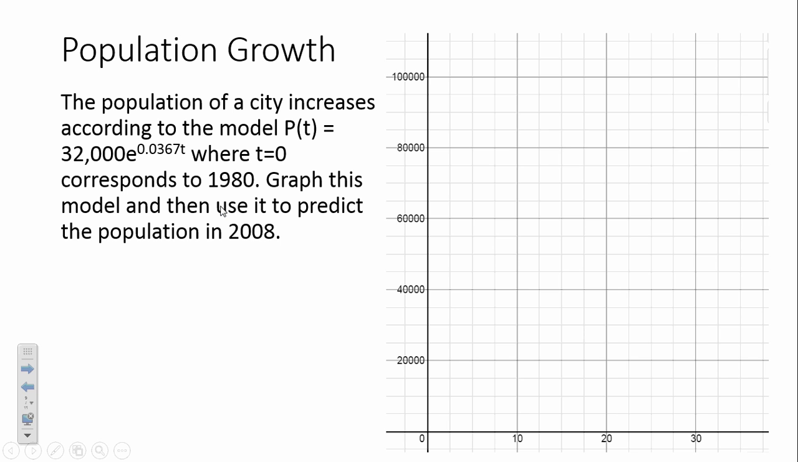You'll see a problem similar to this on your midterm coming up later. We've got to get through chapter 3. Population growth. Okay, we have growth of population. We have a city increasing according to the model P of t equals 32,000 times e to the 0.0367t, where t equals 0 represents 1980. Graph the model and use it to predict the population in 2008. Plug in numbers.